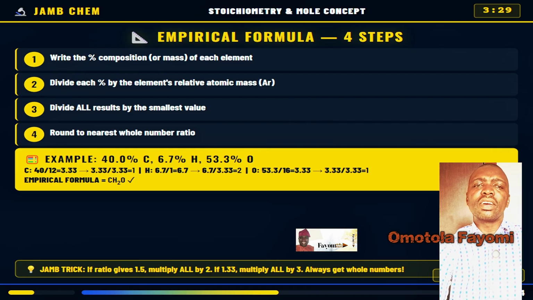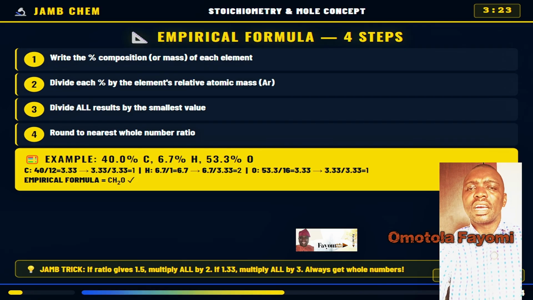Let me show you. A compound has 40% carbon, 6.7% hydrogen, and 53.3% oxygen. Carbon 40 divided by 12 gives 3.33. Hydrogen 6.7 divided by 1 gives 6.7. Oxygen 53.3 divided by 16 gives 3.33. Now divide everything by the smallest, which is 3.33. Carbon gives 1, hydrogen 2, oxygen 1. The empirical formula is CH2O.